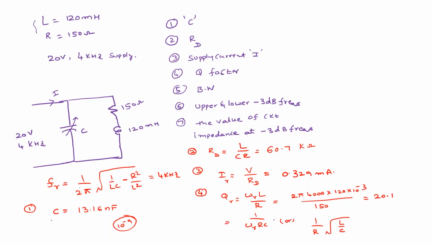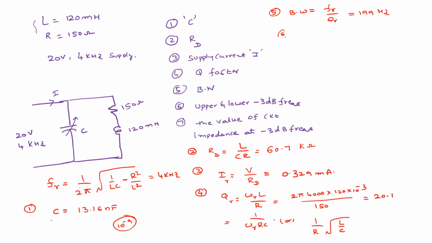Okay. So next one, the fifth one, bandwidth. How to calculate the bandwidth? Sir, FR upon QR. Yeah, FR upon QR. So 199. 199 hertz or kilohertz? Hertz only, I think. So hertz.